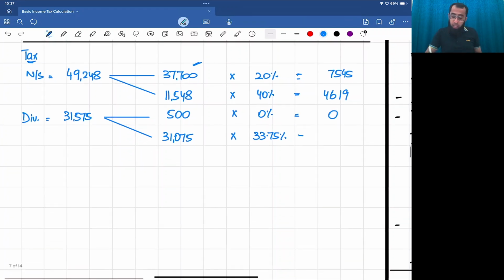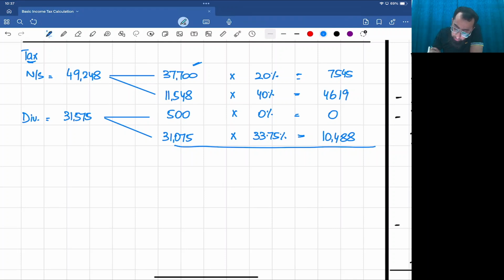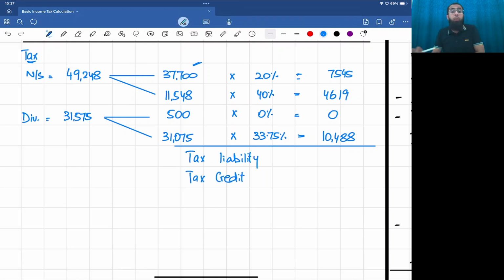So the dividend will now be taxed at 33.75, so that's 10488. Here you go. You will get your tax liability. You will adjust your tax credit, the advanced tax, and you'll arrive at your tax payable.